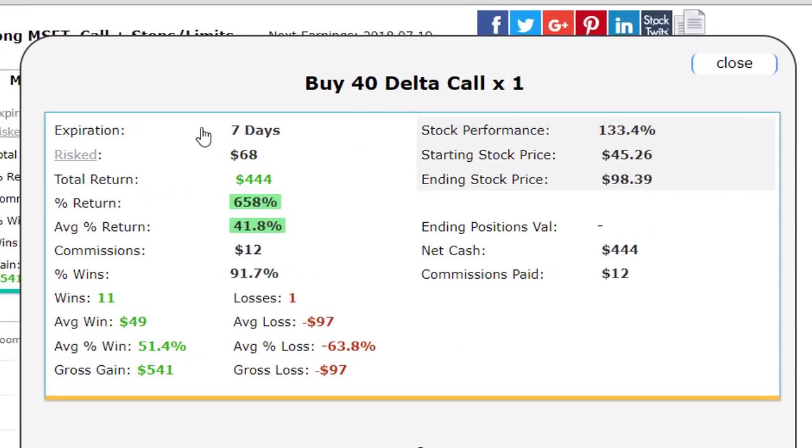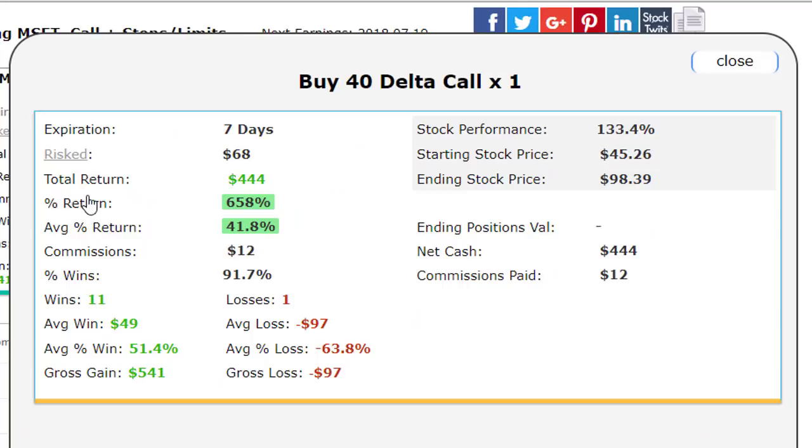So we'll just start from top to bottom. The total return was $444. This is doing one contract. Then there's the percent return over that period. You can see it's basing that off of this. I don't really like to look at that. It's very misleading. You're going to get too excited because this is looking at what you actually risked. There are some basic commissions built in here.